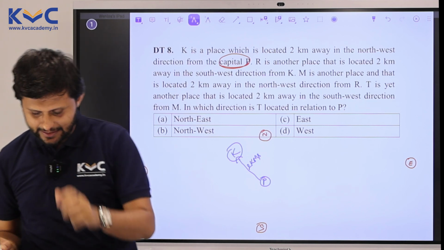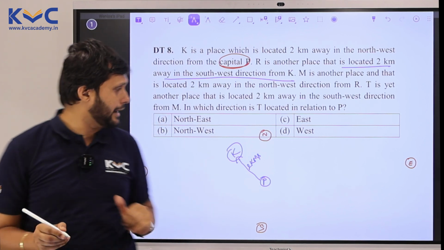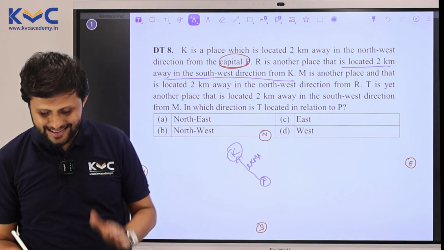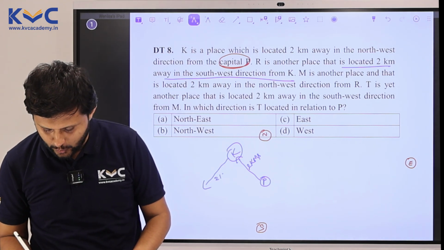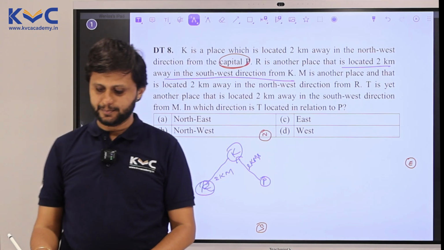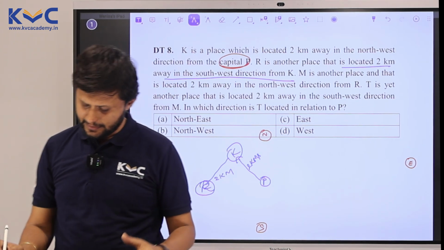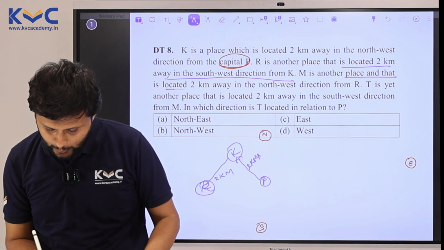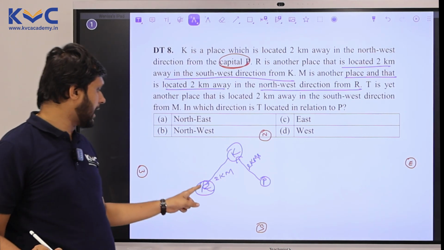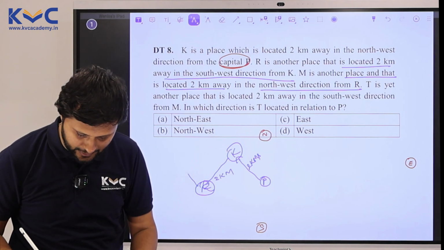Further, R is a place that is located 2 kilometers in southwest of K. From K we need to see. From K, south would have been straight. Southwest, so I get a slant line once again, and this is also 2 kilometers. And that place is called R. Now, M is another place that is located 2 kilometers in the northwest direction of R. From R we need to see. R is over here, northwest. So again, slant line northwest.